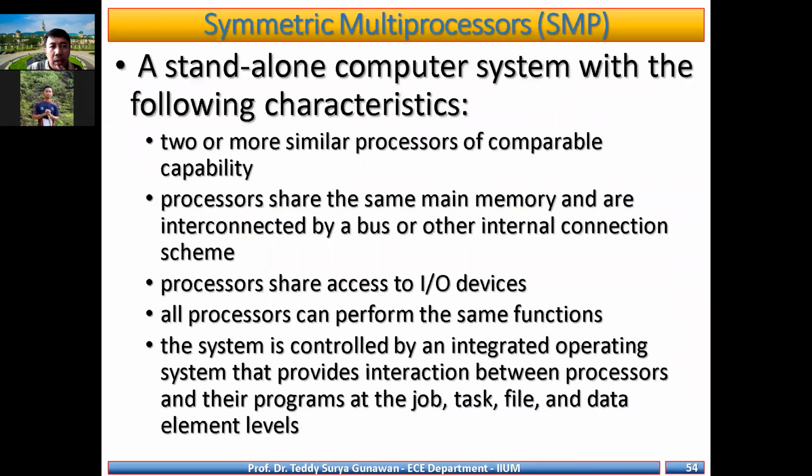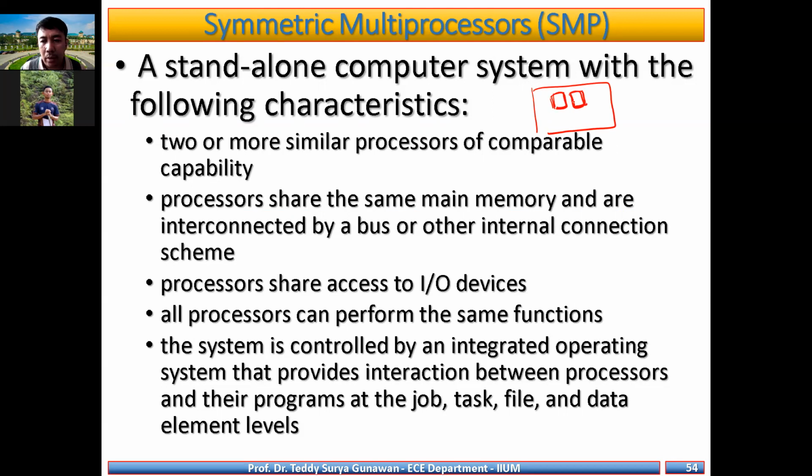Okay, so the last one is on symmetric multiprocessors. Why is it symmetric? Because the early design was for the server motherboard, where you have two CPU sockets, for example. If you wanted dual core at that time, you needed to put one core in one CPU socket, and another one in the other CPU socket.